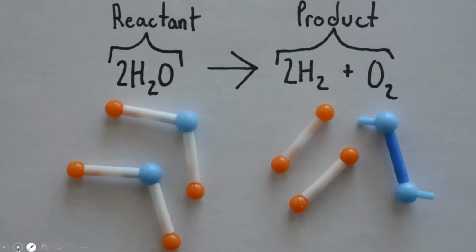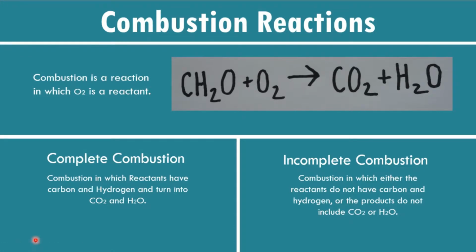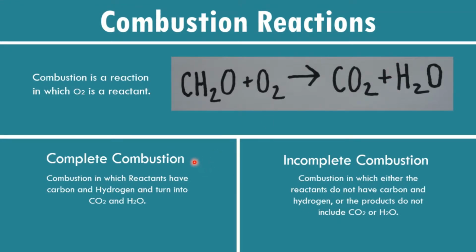Another type of reaction is called the combustion reaction. It's basically when things are burning. For example, as you can see here, we have CH2O, and this O2 is the oxygen that is providing fuel for the fire, which will change it into carbon dioxide and water. And there's two types of combustion reactions. There's one type called complete combustion, and there's another type, incomplete combustion.